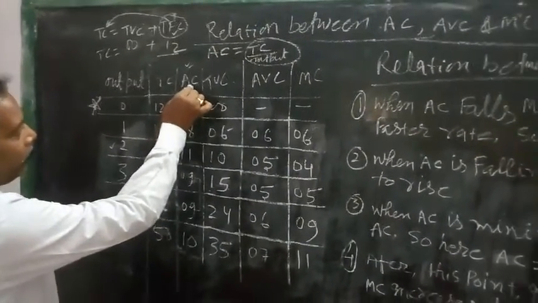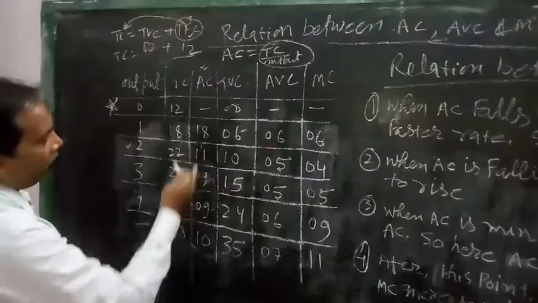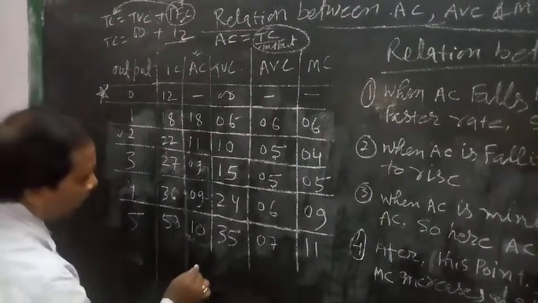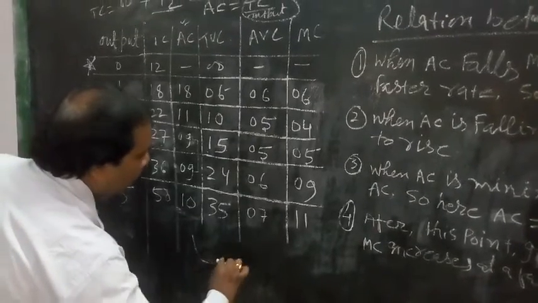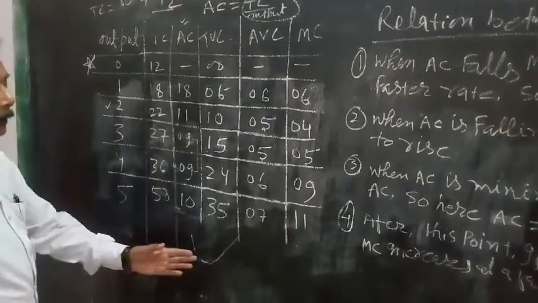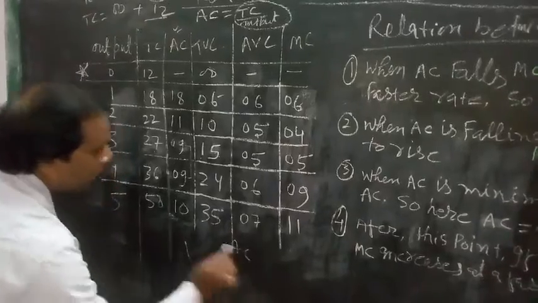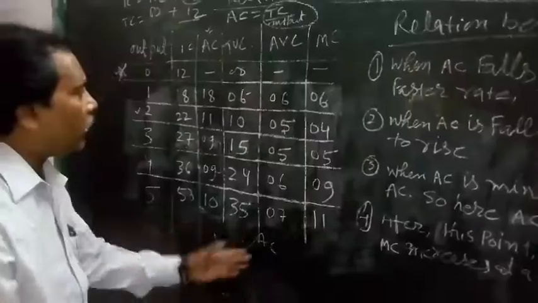So what will be the shape of AC? Here we will find 18, next 11, next 9, after that 10. So it will make the U shape in this way. We will discuss how it works.